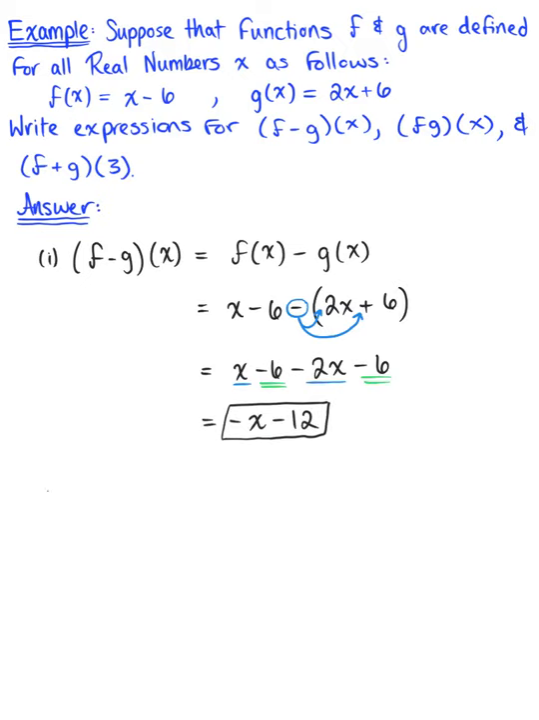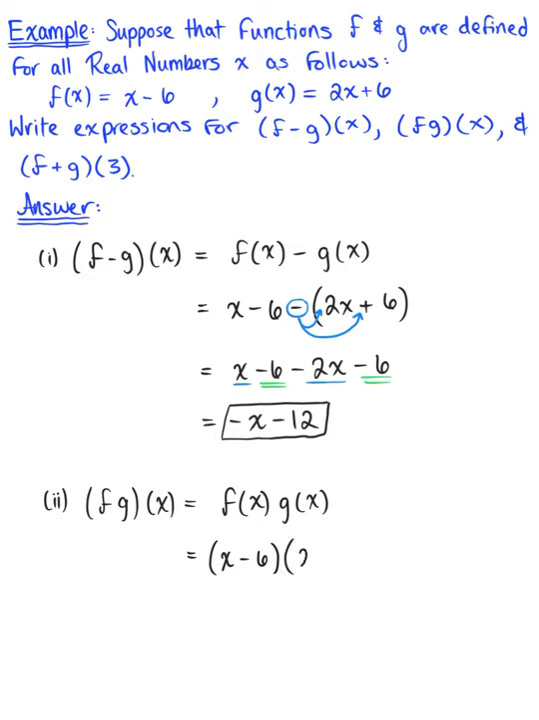Now, moving on to part 2, here we are asked to find the product, f times g of x. So just like in part 1, the first thing that we want to do is apply the definition and rewrite this as f of x multiplied by g of x. And substituting these two functions in, again using parentheses for our safety, we have f of x, which is equal to x minus 6, and this is multiplied by g of x, which is 2x plus 6.